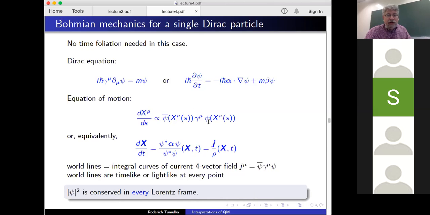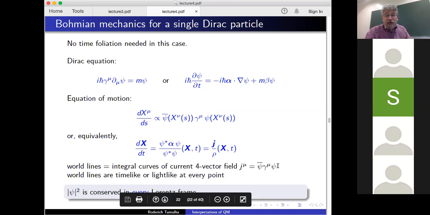You take the wave function at this point on the trajectory. You form ψ-bar γ^μ ψ. That's the usual formula for the probability current. And that's a 4-vector that gives you the tangent vector of the world lines.